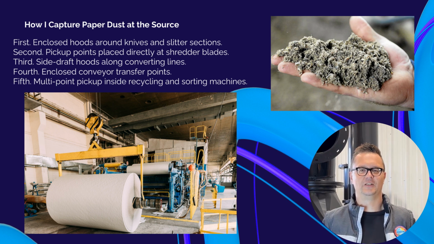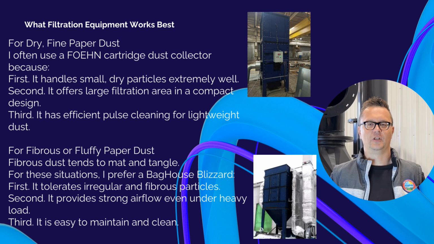For paper dust, I design duct velocities from 4,000 to 5,000 feet per minute. Anything lower allows fibers to settle and eventually block the ducts. What filtration equipment works best? Paper dust has different behaviors depending on how it is generated. Here's how I choose the right collector.